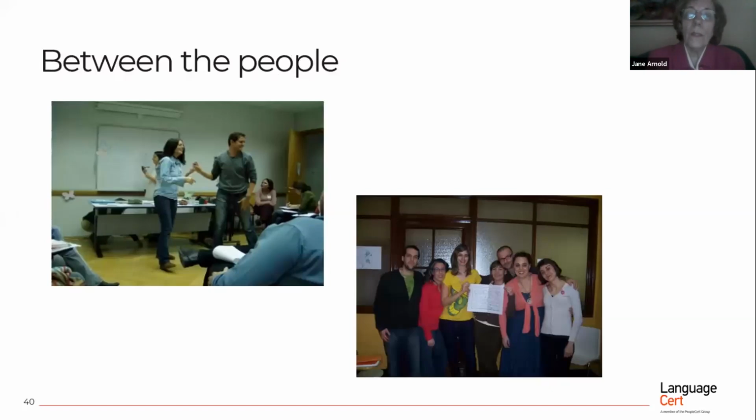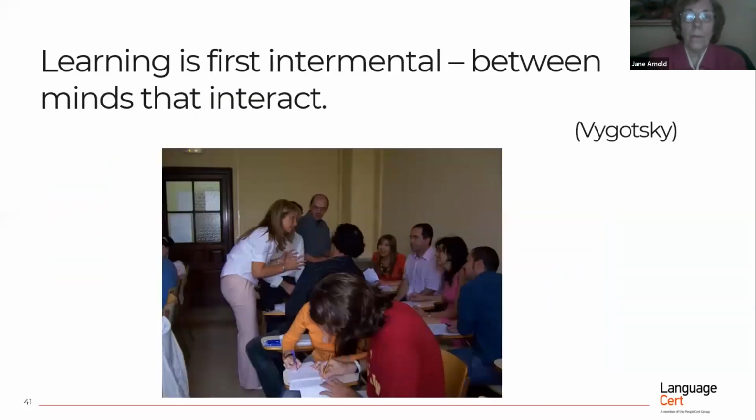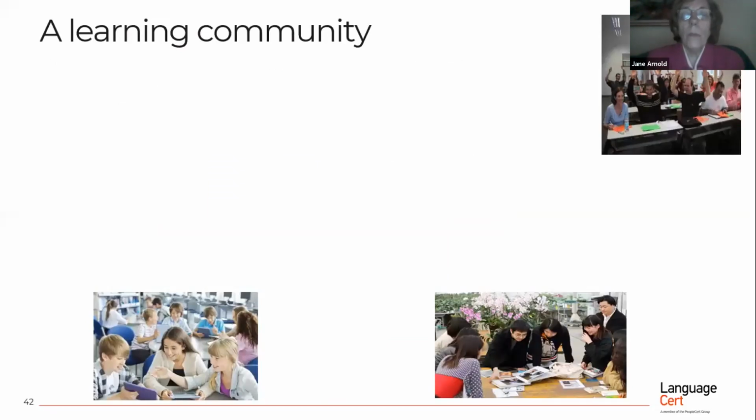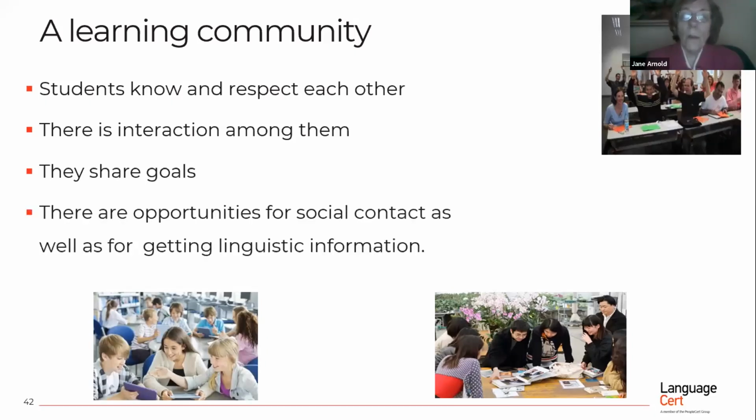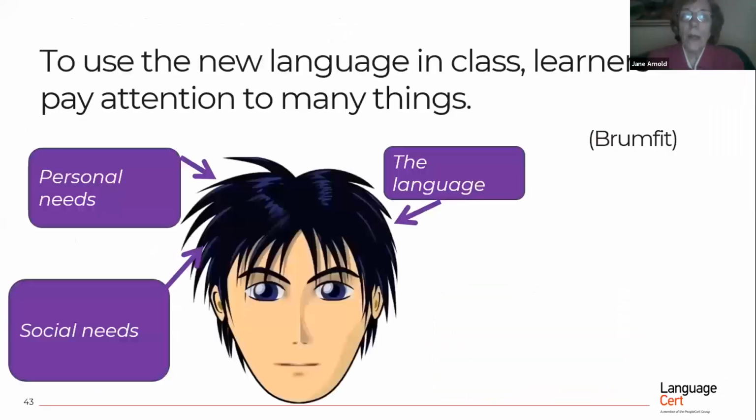Okay, now look at these 2 things that Stevick mentions for us. First, let's start with between the people. Learning is first intermental, between minds that interact, according to Vygotsky. A learning community, then, is where students know and respect each other. There's interaction among them. They share goals. There are opportunities for social contact, as well as for getting linguistic information. And this can be important for establishing a learning community and for learning well.